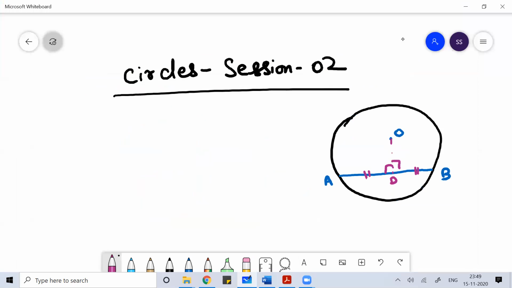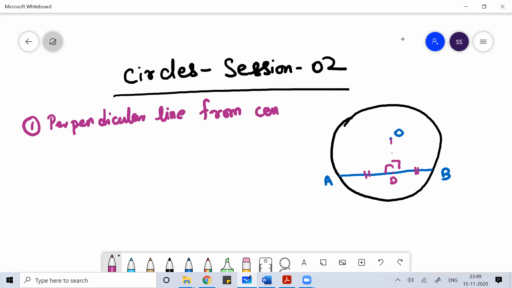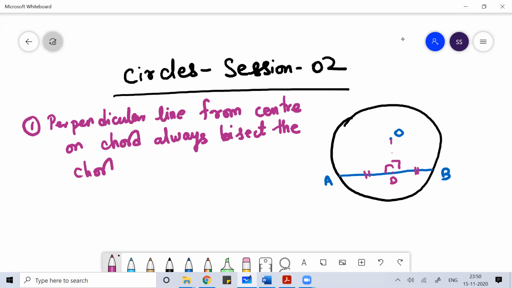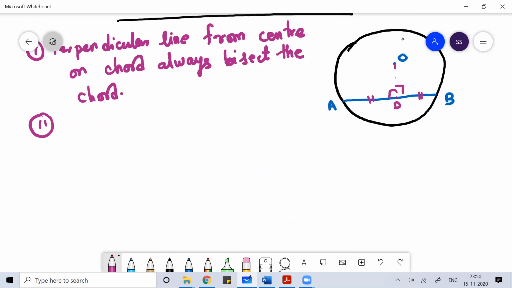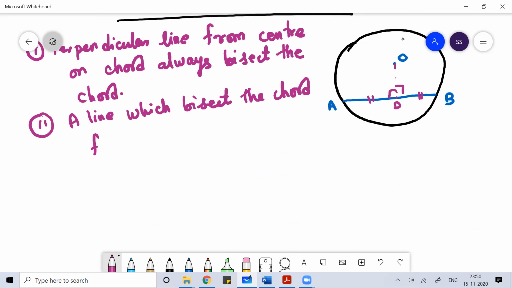So what we have studied till now in circle theorems is that a perpendicular line from the center on a chord always bisects the chord. Then we studied that a line from the center of the circle which bisects the chord is always perpendicular to it.